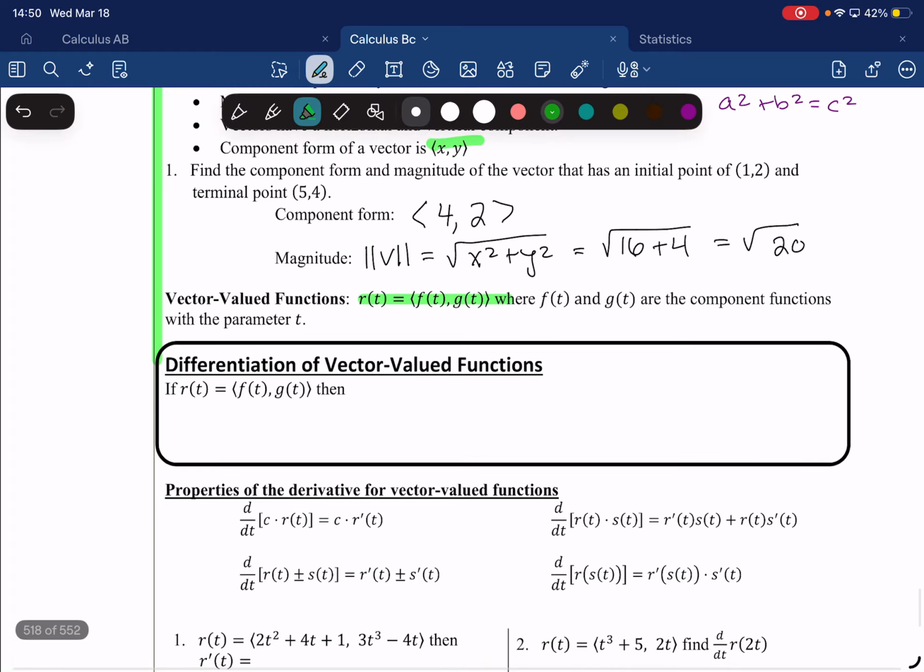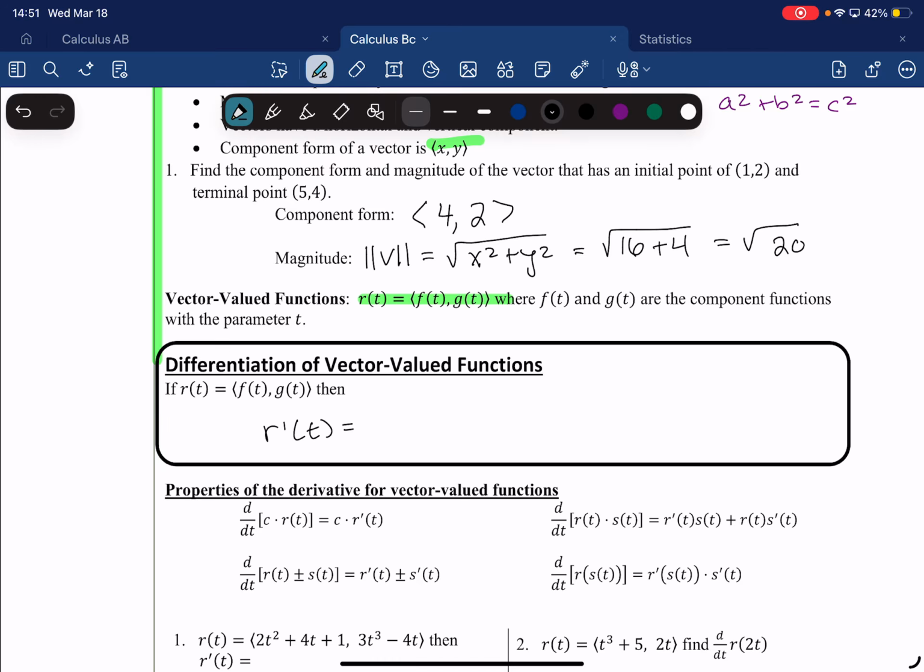In order to take the derivative of a vector valued function, all we need to do is take the derivative of each of the parametric equations. So the formula is r prime of t is equal to f prime of t, whatever that first function is, and g prime of t. Which means taking the derivative of a vector valued function is the same as just taking the individual derivatives of each parametric equation.